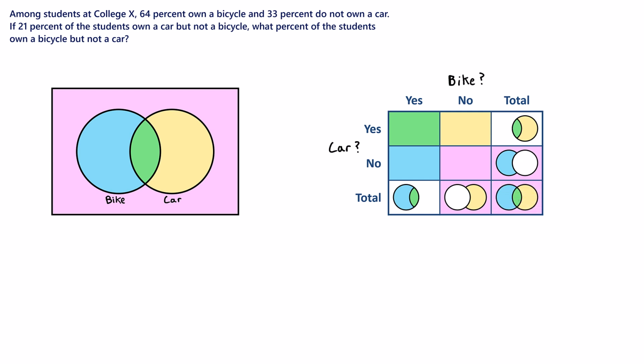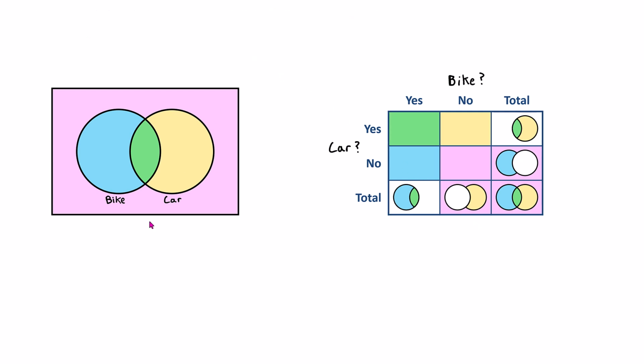Alright, let's ease into using these tables by tackling a simplified version of this problem. Let's say that 3 people own both a bike and a car, 5 own just a bike, 7 own just a car, and 4 own neither. This scenario isn't exactly a problem because I've told you all the numbers, but let's transfer these numbers to our table so we can better understand how the table works.